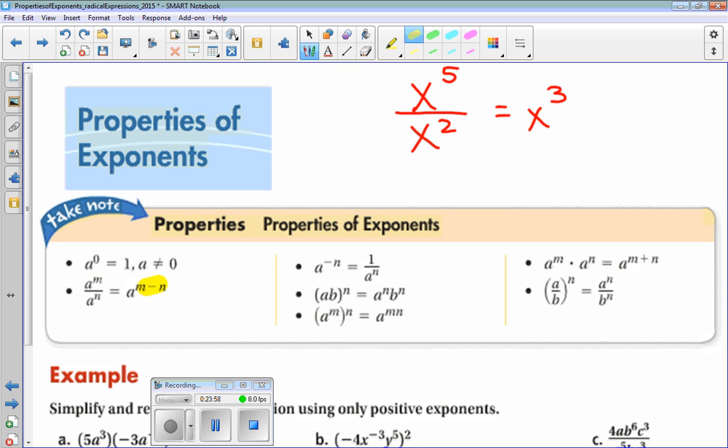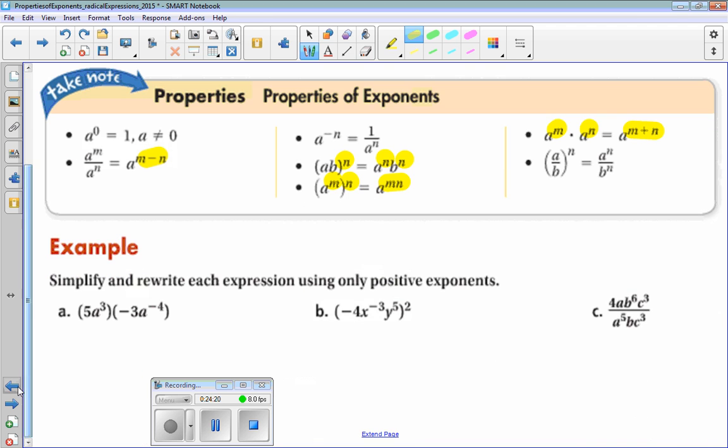When I have a power on the outside, and there's not a plus or a minus, I can go ahead and raise both of these to that power. Power of a power, I multiply them. When I multiply, what do I do with these? I add the exponents. Do you remember all these rules? Okay. We're going to practice and remind ourselves some of these rules.